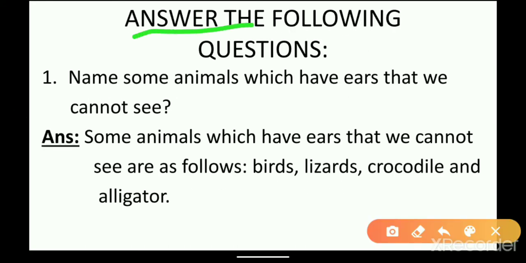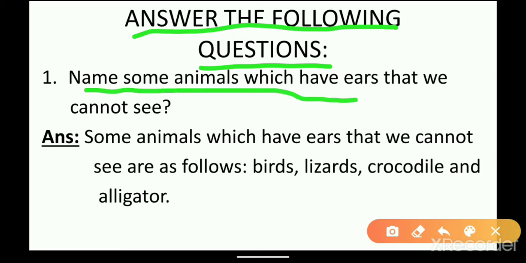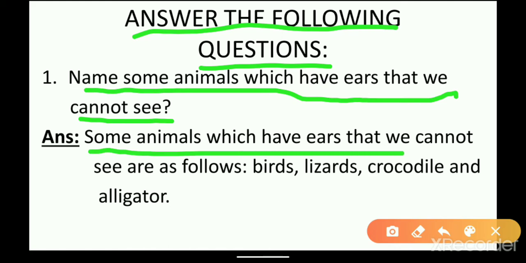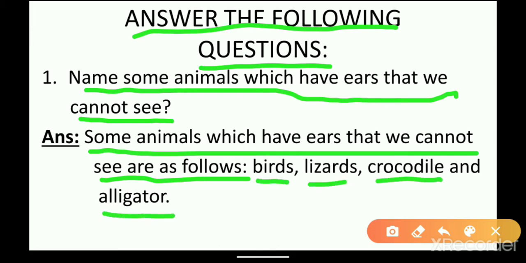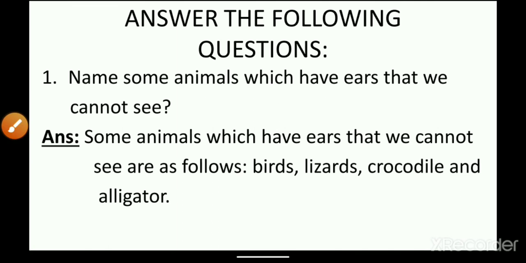Next, answer the following questions. Here a few questions are given. We have to write answers to those questions. First question. Name some animals which have ears that we cannot see. We have to write some animals' names whose ears we cannot see. Answer. Some animals which have ears that we cannot see are as follows: birds, lizards, crocodiles and alligators. These are the animals whose ears we cannot see. Next.